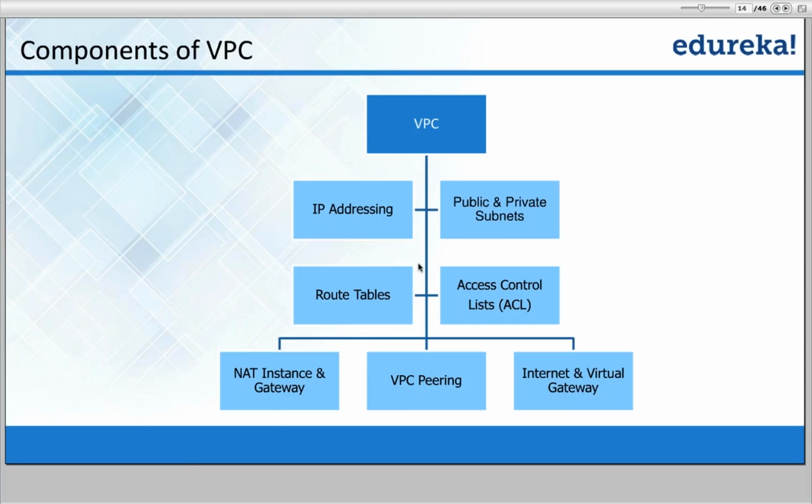NAT gateway is a network address translator. It's used for outbound connections from the private subnet. Peering, we saw a little bit of peering. This is to connect two VPCs, two private networks which may need a connection. So you need to set up a peering connection between the two VPCs. And then you have the internet gateway, which is used to make a subnet into a public subnet, and you also have a virtual gateway, which is for VPN connections. So there's a bunch of stuff within a VPC that you need to understand, and let's do that a little bit now.